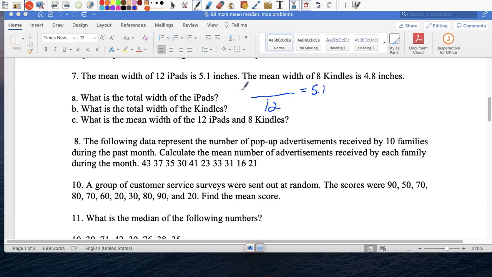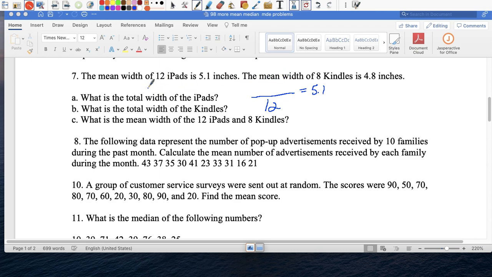What is the total width of the iPads? Well, let me do it this way. Yeah, 12 numbers. I'm going to call that. So we know that we added 12 numbers here.